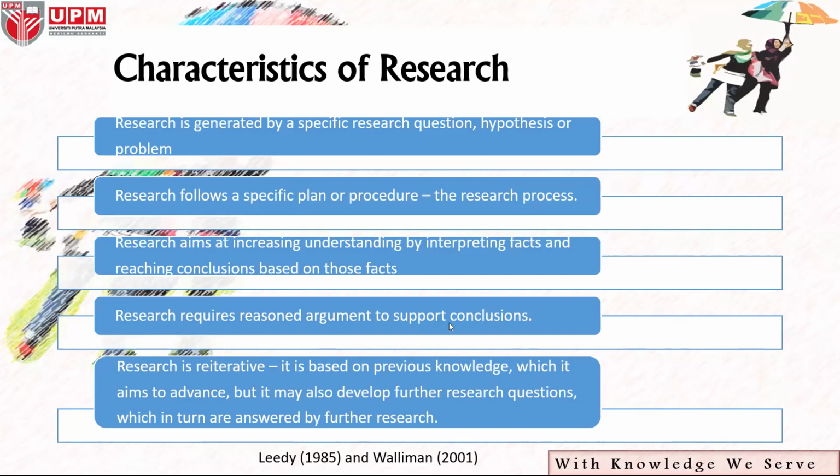Okay, and then research follows a specific plan or procedure, in which if you want to conduct any research, it must have a systematic process, step by step. Research aims at increasing understanding by interpreting facts and reaching conclusions based on those facts. Research requires reasoned argument to support conclusions. This element will be included in all the chapters that we discussed last week. For example, when you present your findings, you need to provide justification or reasoned argument to support your conclusion regarding certain findings that you figure out after you completed your study.